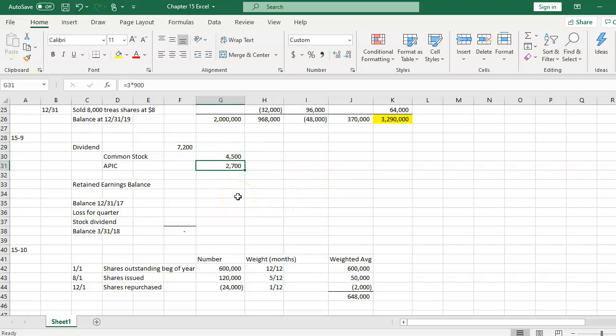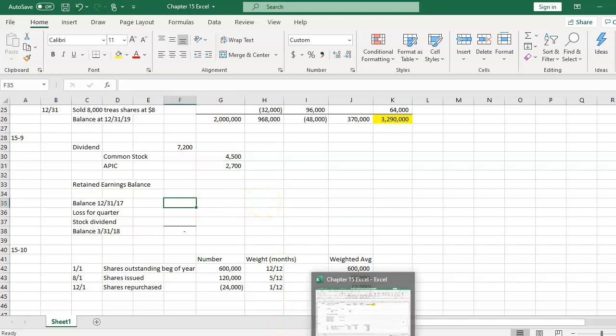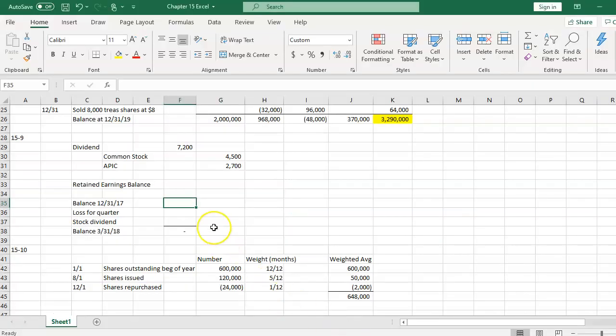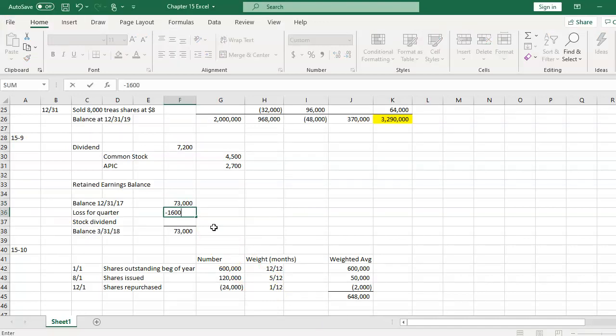And then what they want us to know is what is the retained earnings balance on March 31 of 18. Basically we have to know what the beginning balance was. And we go back to the problem. And the beginning balance was $73,000 right here, December 31, 17, the ending of the year. And they want us to know what's the retained earnings balance for the first quarter of 18, March 31 of 18. So beginning balance was 73. They said we lost 16,000, so that's a net loss that reduces retained earnings.